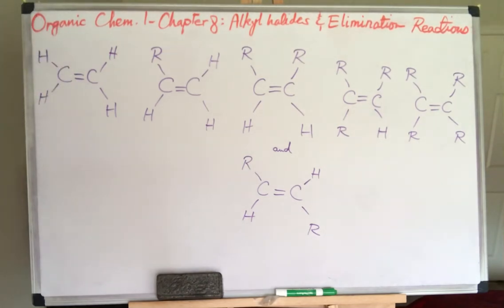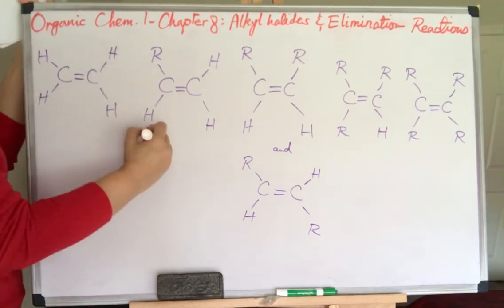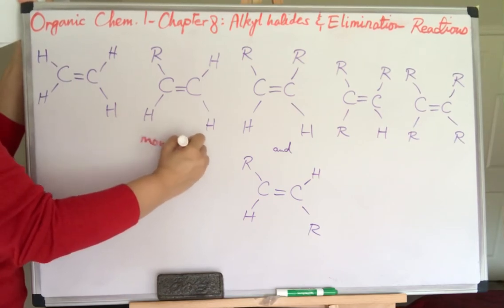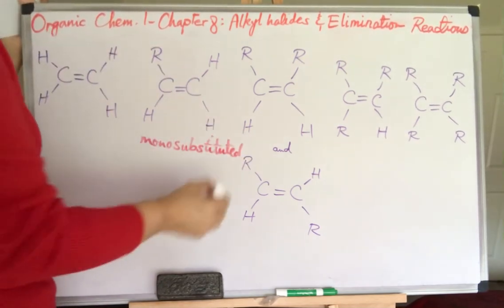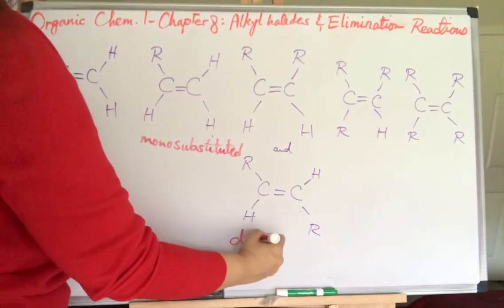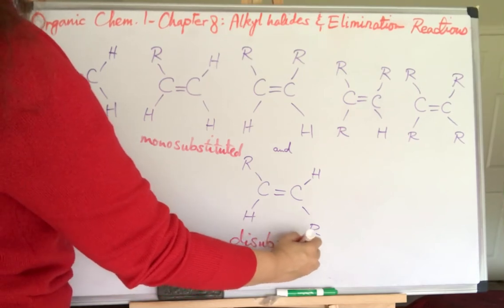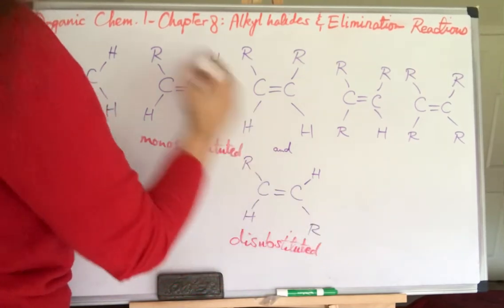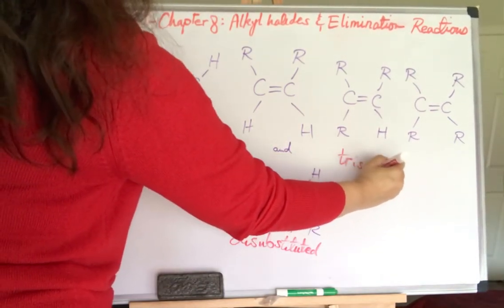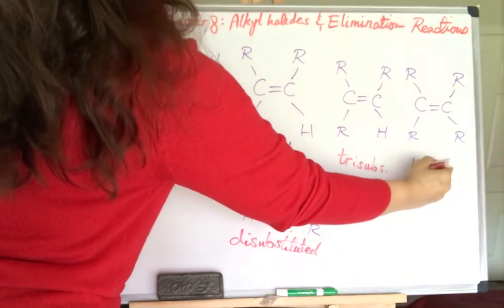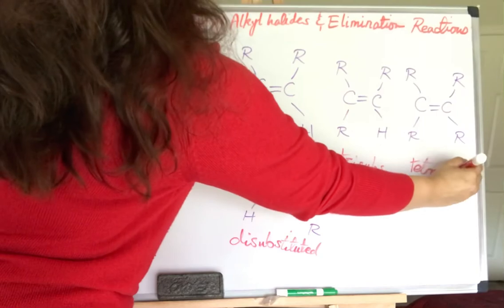So let's learn about their names. No substitution, mono substituted, these are di-substituted, this is a tri-substituted alkene, and this is a tetra-substituted.